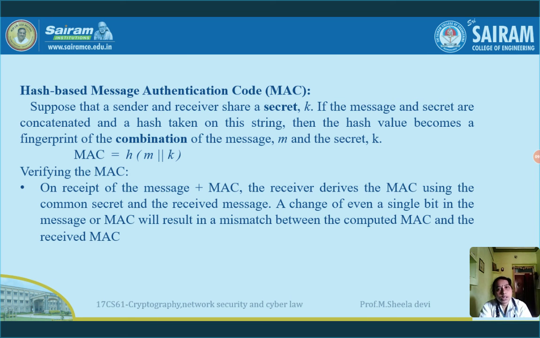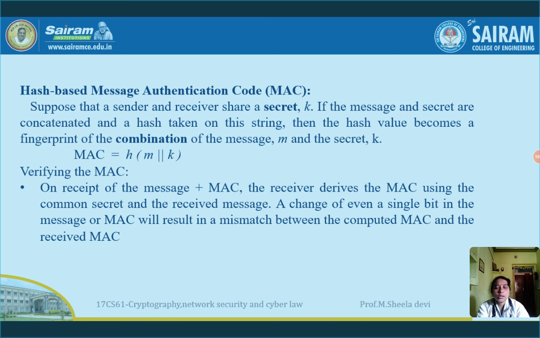Suppose that the sender and the receiver share a secret key. That is, my friend and I want to communicate with each other, so we have a secret called K. If the message and the secret are concatenated and a hash is taken on the string, then the hash value becomes a fingerprint of the combination of the message and the secret K. So what is called a fingerprint? Say I take a message and we have a common secret called K. I concatenate the message and K and apply the hash on it. This is called a fingerprint, and it can also be called a MAC.